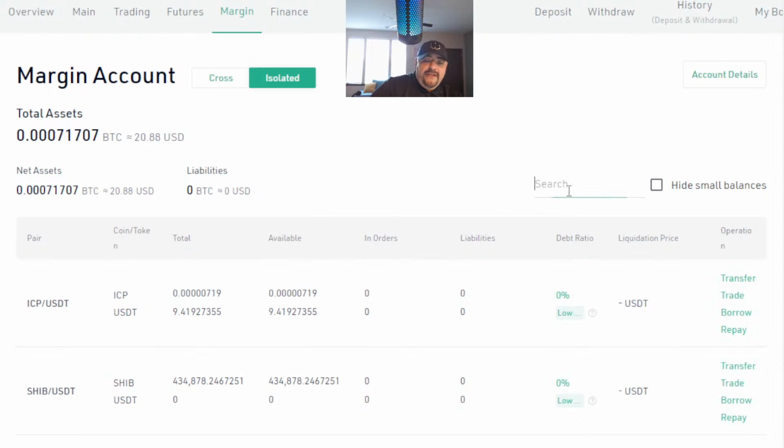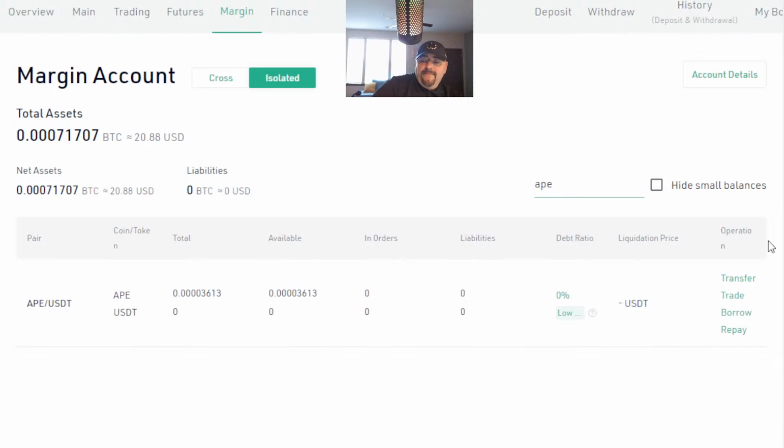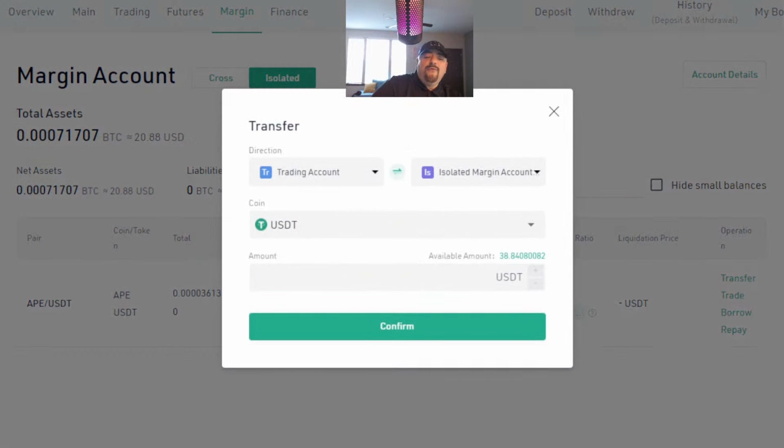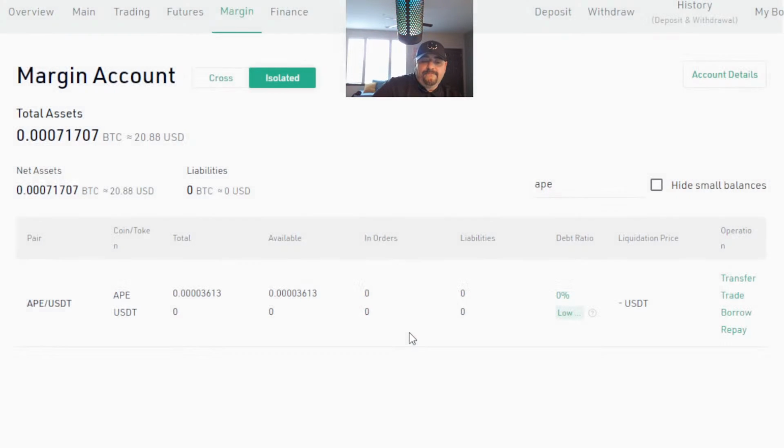So let's go ahead and take a look here. We're going to actually do ApeCoin. So first thing we got to do is go to Ape. We're going to hit transfer on Ape. We need to fund this, right? So let's go ahead and put $20 into ApeCoin, right? Now that we got ApeCoin put in here, you can see right here that we have $20 in Ape.